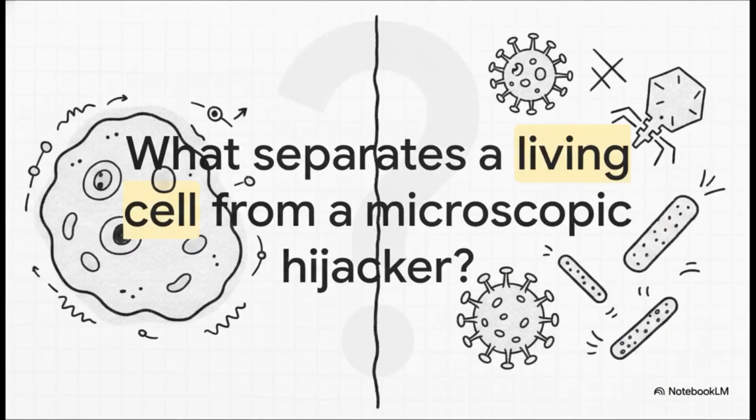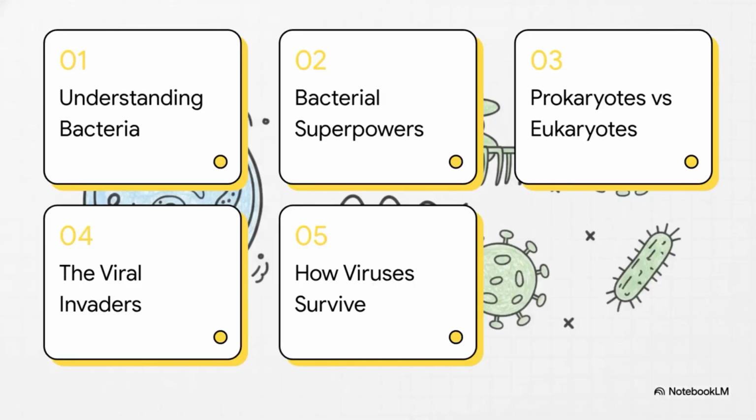So, what actually separates a living cell from a microscopic hijacker? Honestly, it's a profound mystery. On one side, you've got complex, self-sustaining microscopic life. On the other, tiny, stripped-down biological machines that literally can't even reproduce without stealing someone else's factory. The contrast is just incredible. And understanding this fine line between the living and the not quite living, it's a total game changer for how you view biology entirely. Okay, let's dive into this.